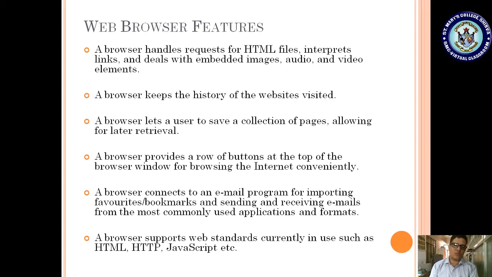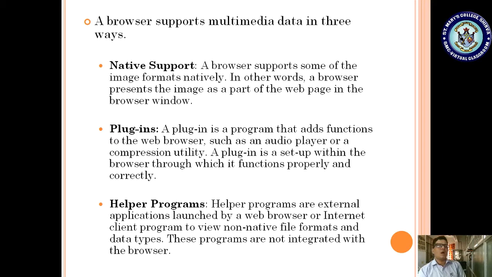A browser supports web standards currently in use such as HTML, HTTP, JavaScript, etc. Your browser supports some standards. Here the standards indicate some of the languages that we currently use, such as HTML, HTTP, JavaScript, PHP, Python. Whatever we are using is supportable. Okay, now a browser supports multimedia data in three ways.